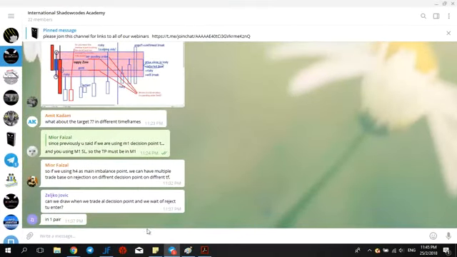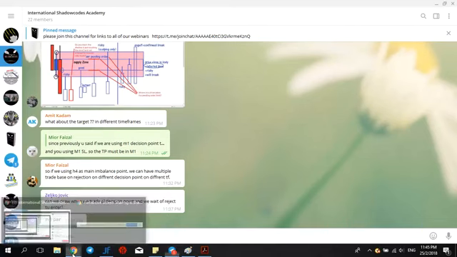Can we draw when we trade on a decision point and wait for rejection to enter? Yes, already answered. Do you have any other question regarding this decision point?